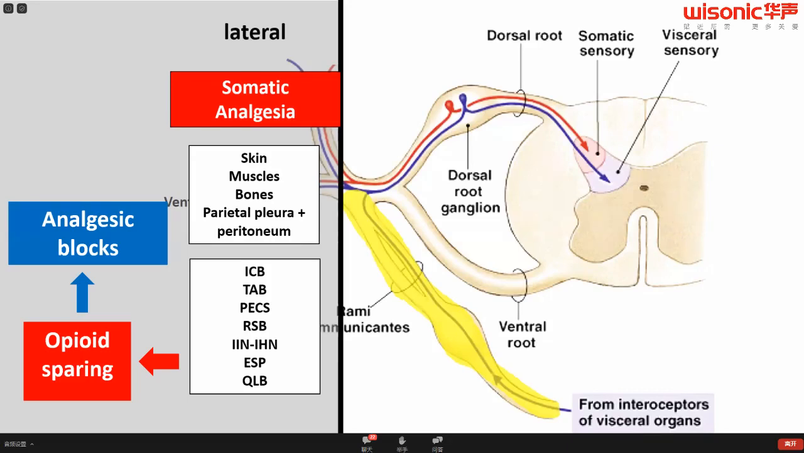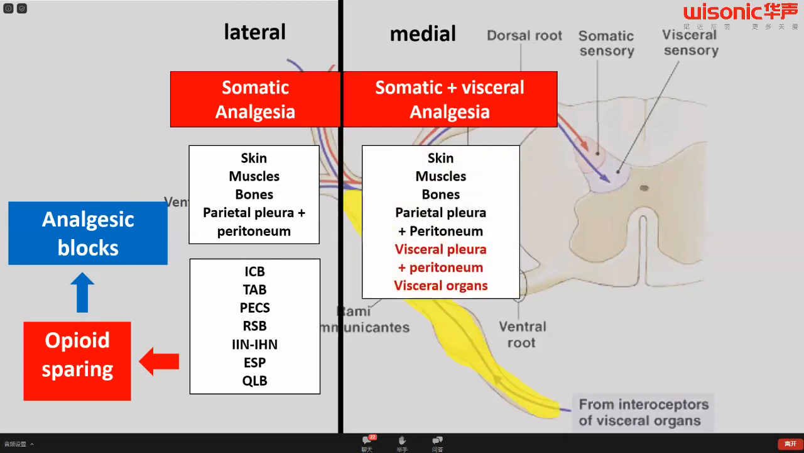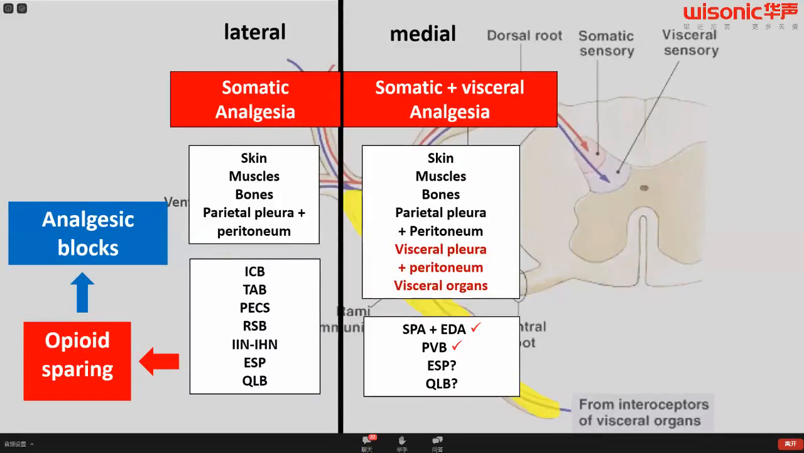But if you place local anesthetics medial to this line, you will produce a somatic and visceral analgesia. That means, in addition to the former, you will also have analgesia for the visceral pleura and peritoneum and the visceral organs. This can be achieved by spinals or thoracic epidural or by the paravertebral block, but what about the erector spinae plane block and the quadratus lumborum block?